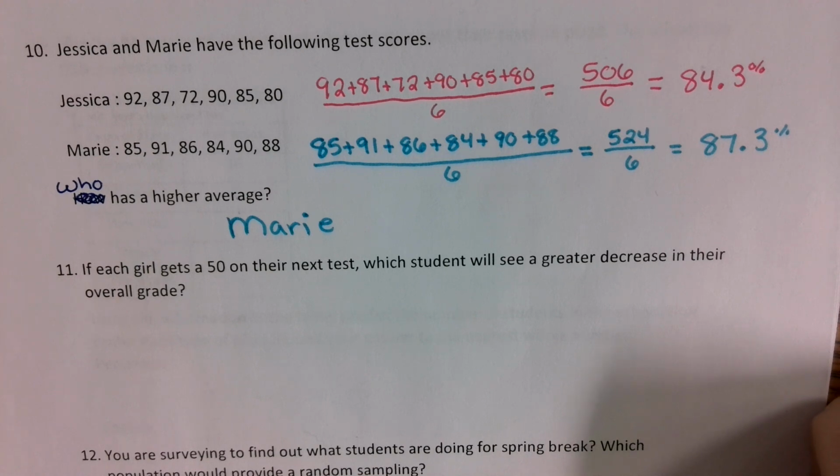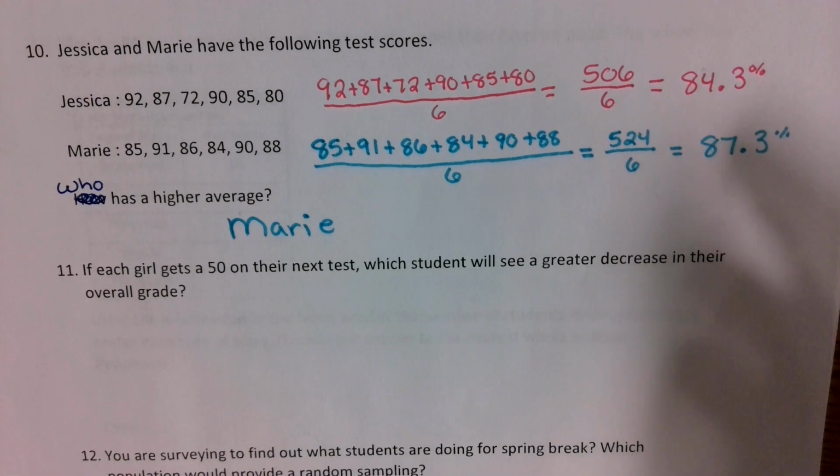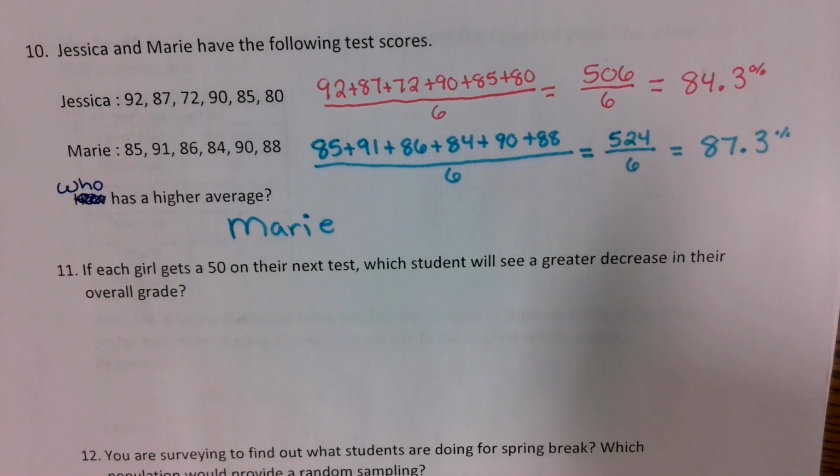Okay, so think about it. Who's got more to lose? Marie. Marie has more to lose. Okay, it's easy to think about it. If we're dealing with, let's say, somebody who has a 10 in the class versus a 100 in the class. If I get a 0 on my next assignment, what's 10 plus 0?